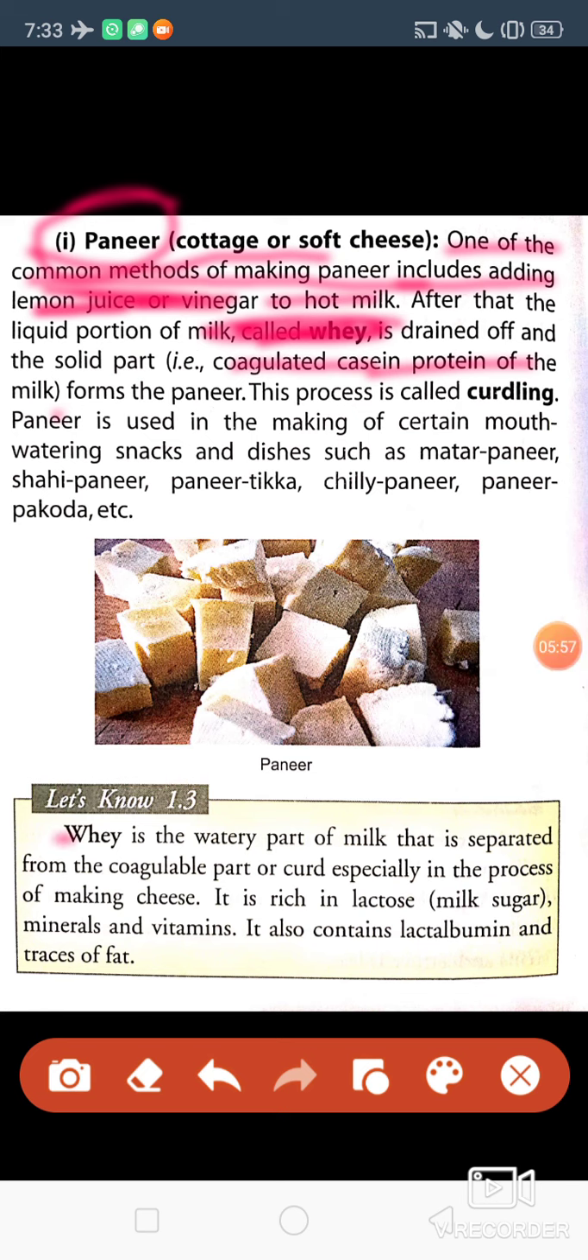Now, whey is the watery part of milk that is separated from the coagulated part of curd, especially in the process of making cheese. So what is whey? Simply, it is the watery part. When we prepare cheese or paneer, the watery part of the milk is separated. That is called what? Whey.